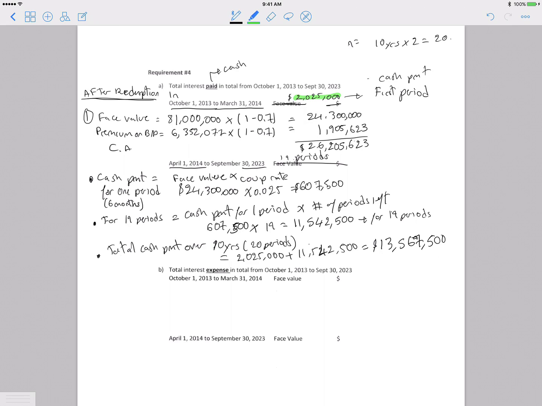The cash payment for the 19 periods is this. The cash payment for the first period is this one. So all we did is we calculated the total cash payment over the 10 years, which means the 20 periods, by adding the first period of interest and then the remaining 19 periods, and we have this total. This is, don't forget guys, the total cash paid.